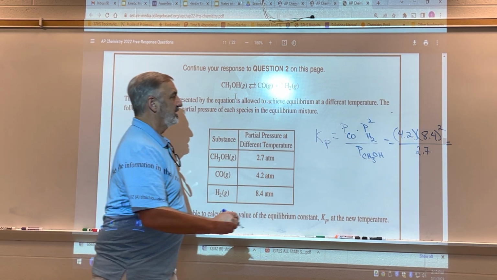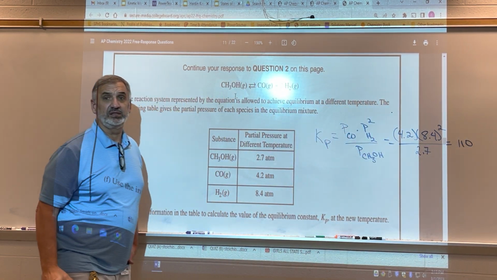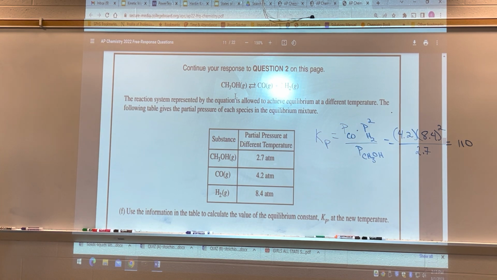Okay? So, hey, that right there should be easy money. It's just a straight up equilibrium. They give you the equilibrium concentrations. You just got to plug it in. All right? Now that's probably a 1. I don't know if it only goes to F.